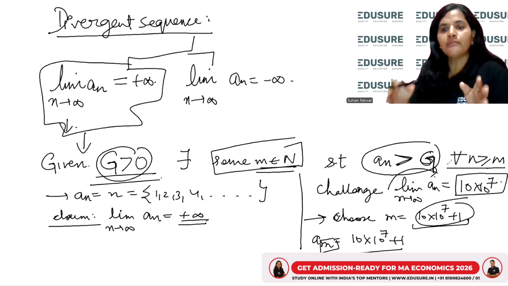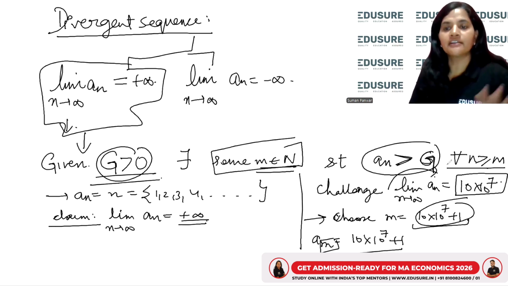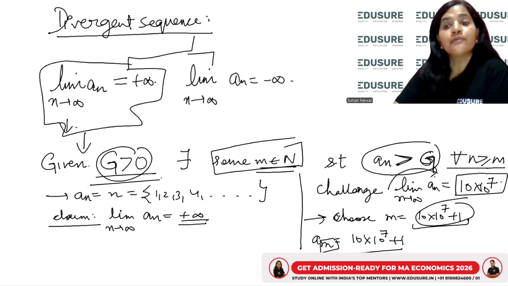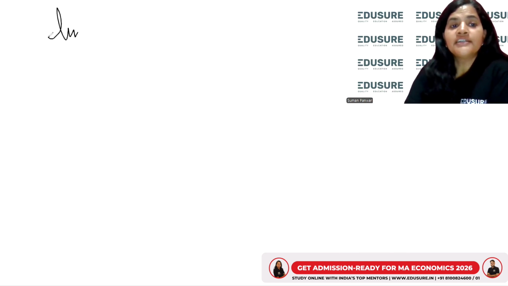So finite means any countable thing. I should be able to restrict myself to some particular terms. Before that particular number, the term might be greater than g, then less than g, but after that the terms will start getting bigger than g. And that is the concept of a sequence diverging towards plus infinity. The next thing that we do is a sequence diverging towards minus infinity.